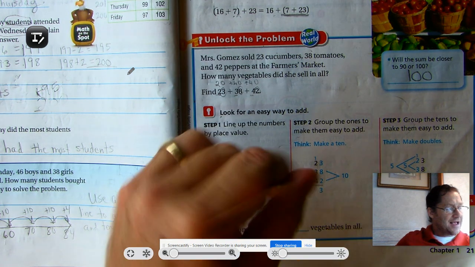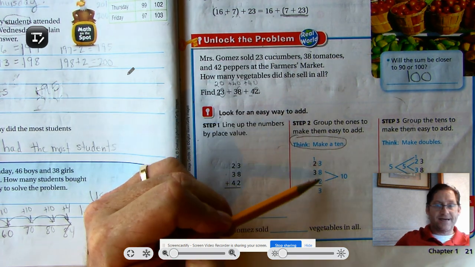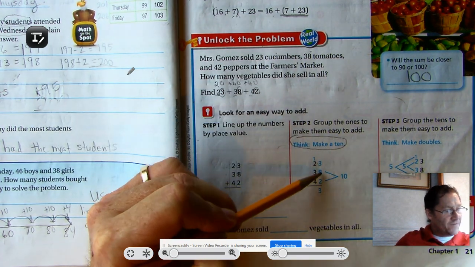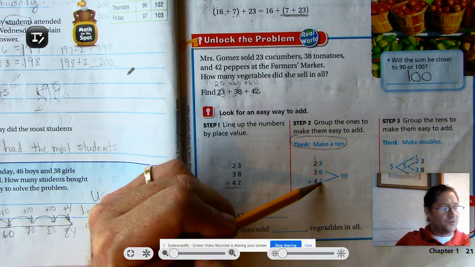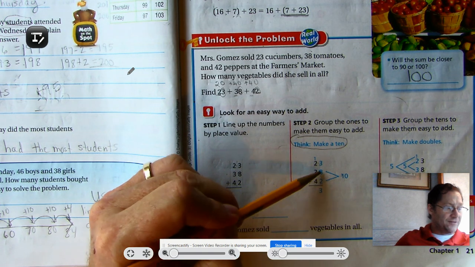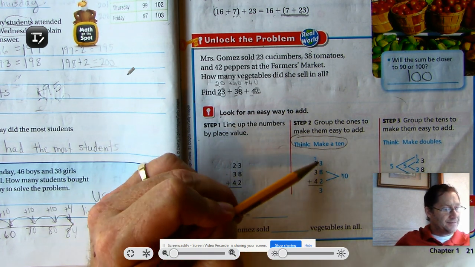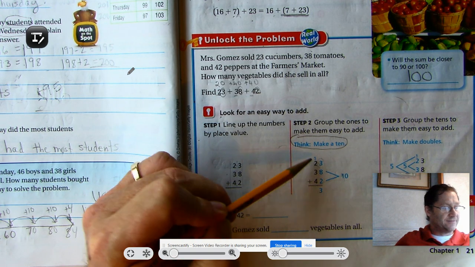Okay, step 2, group the ones to make them easy to add. Think, how can I make a 10? 8, 3, and 2. Well, if I combine the 8 and the 2, that makes a 10. So we want to add those two numbers together first. So 8 and 2 is 10, plus the 3 gives us 13.